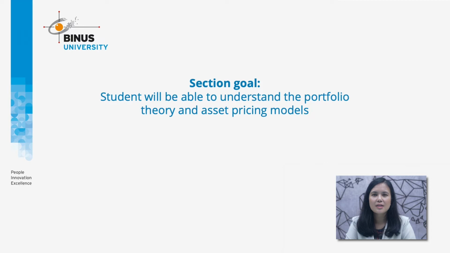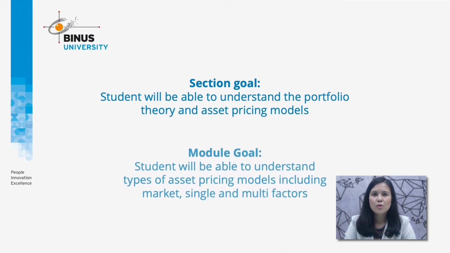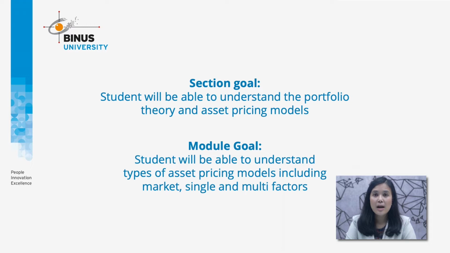The title of this module is Asset Pricing Models: Capital Asset Pricing Model, Arbitrage Pricing Theory, and Factor Pricing Models. The section goal is to understand the portfolio theory and asset pricing models. The module goal is to understand types of asset pricing models, including market, single, and multi-factors.